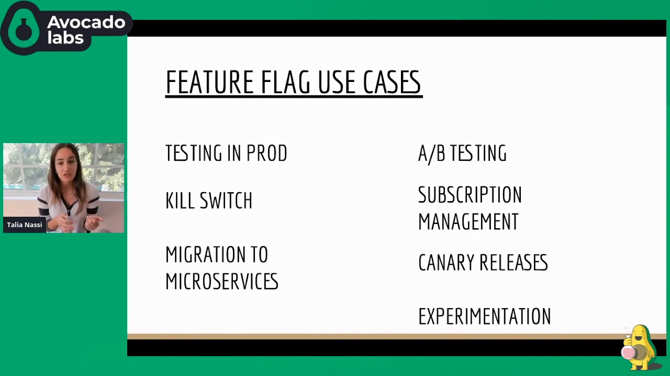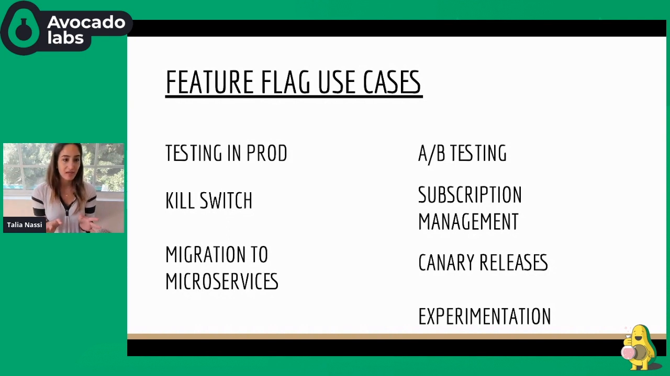You can use them as a kill switch, which allows you to turn off a feature for everyone in case something goes wrong and you need to hide that feature. You can also use it for subscription management if you want to manage permissions for specific user groups. And then you can use feature flags to implement a Canary release. So this is also called a percentage rollout, where you only initially make available your feature to a small subset of users and then incrementally roll it out as you gain confidence in the feature. You can also use a feature flag management system to migrate your monolith to microservices.